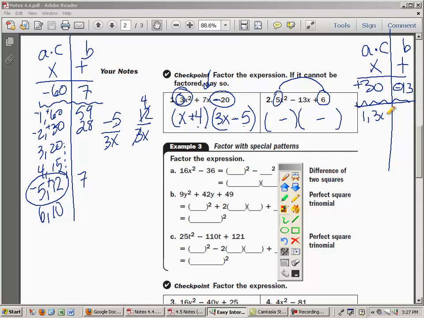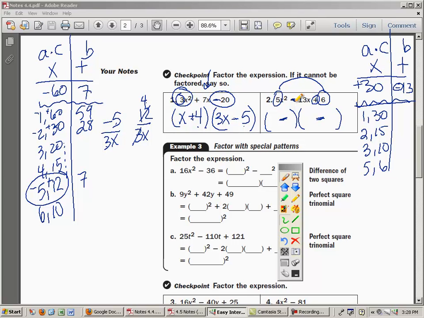Well, you can do 1 and 30, and 2 and 15, and 3 and 10, and 5 and 6. I think those are all the pairs that you can use to multiply to make 30. And as we said before, I need a pair of those that multiply to 30 that add to negative 13 when they're both negative. Because again, we have to have double negatives to get positive 6 and a negative 13.